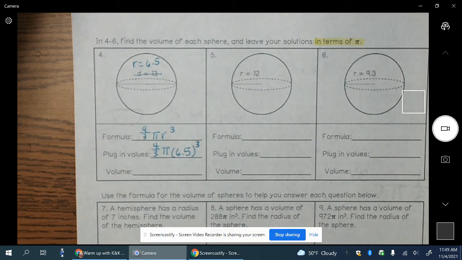Round it to the nearest tenth, which means what? One number. Yes. So when we do in terms of pi, you still put the pi symbol. You just never multiply it.